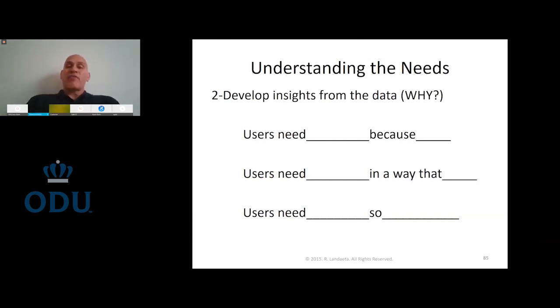So finally, you develop your final insight or conclusions, which starts with a statement. User needs this because of this. User needs a way that produces this. So again, going back to Henry Ford, user needs to go from point A to point B as fast as they can because they are in a rush. User needs a way to transport heavy equipment from point A to point B in a way that they don't kill themselves.